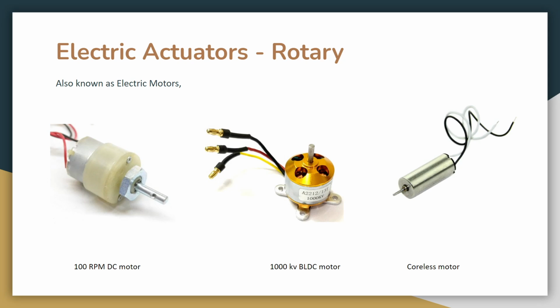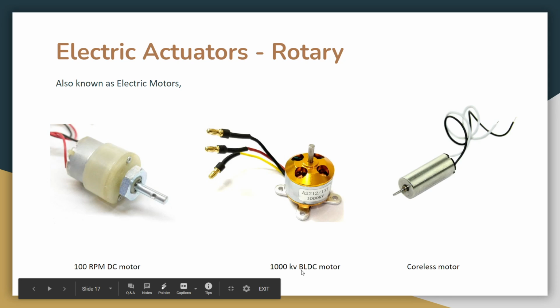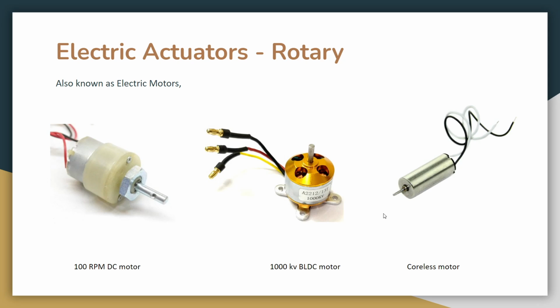So the one in the middle is a BLDC motor. Can you guys tell me what BLDC stands for? Yeah, it's a brushless DC motor, and this third one is a coreless motor. So can you tell me what's the difference between these three motors? What do you guys think is the difference between all three of these? The middle one is more powerful, right? Middle one is faster. Okay. Yeah, that's good. Okay. What next?